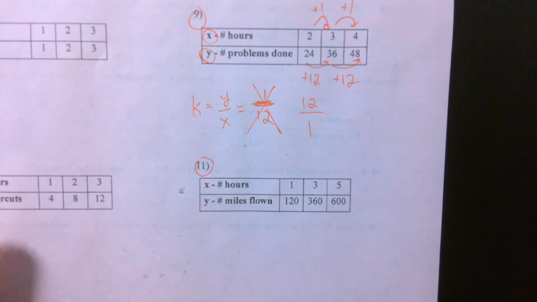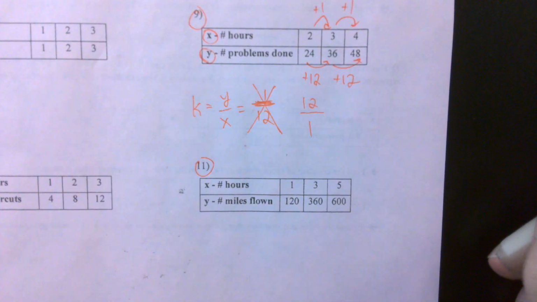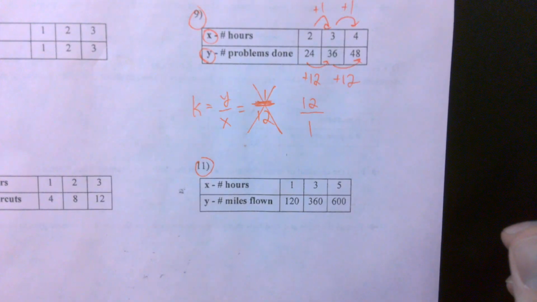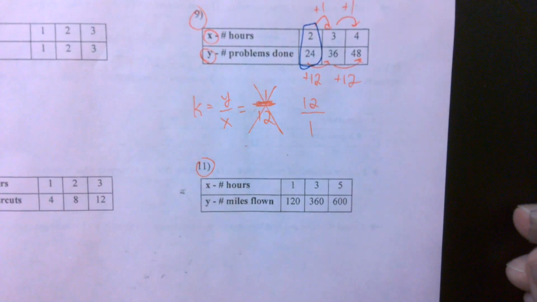Ayana, how come it's not 24 over 2? Okay, so that's a good question. Ayana, how did you get 24 over 2? Hold on, Ayana's talking. Go ahead. It's like K equals Y over X. For Y I put 24, and then for X I put 2. Where'd you get the 24? From the bottom. So you just took this point and put the Y over the X.